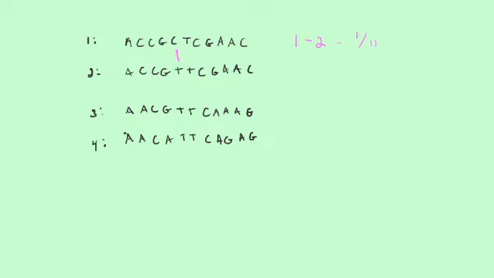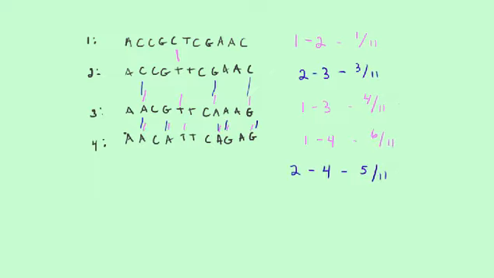So we've got species 1 and species 2 with 1 difference out of 11. Species 3 and species 1: if we compare them, we can see there's a difference between A and C at base number 2, and then at base number 5, a difference between T and C, and at base number 9, it looks like, a difference between G and A. So there are actually 4 differences between 1 and 3. And between 1 and 4, we've got 6 differences.